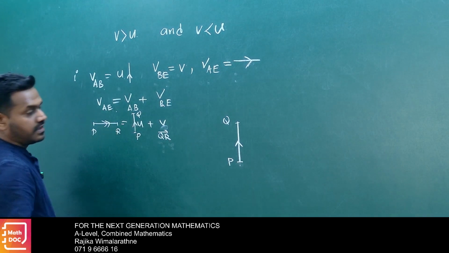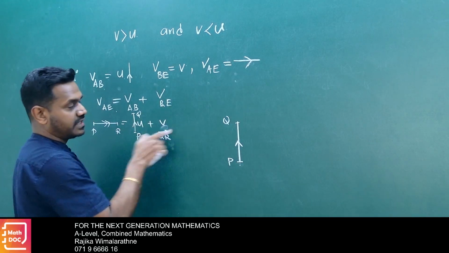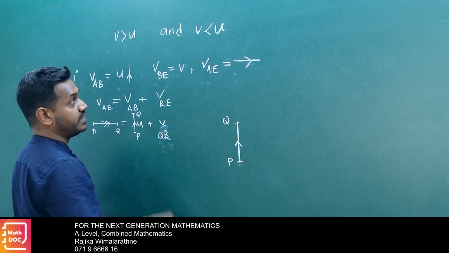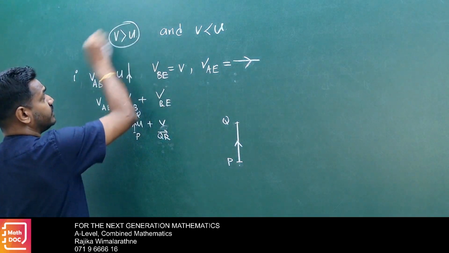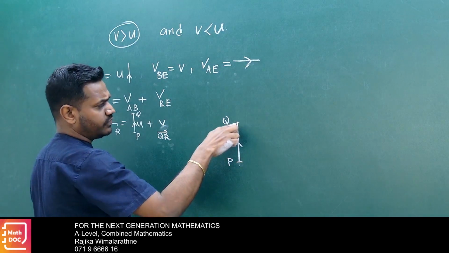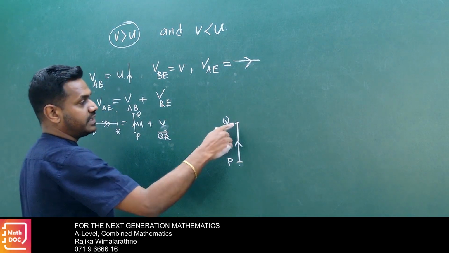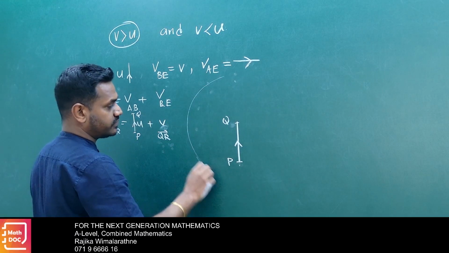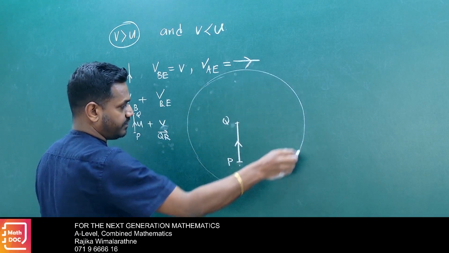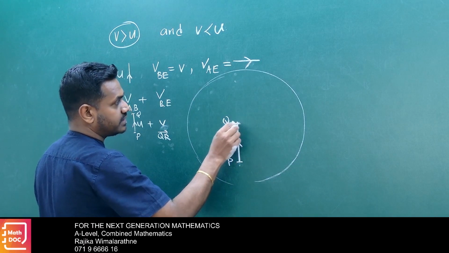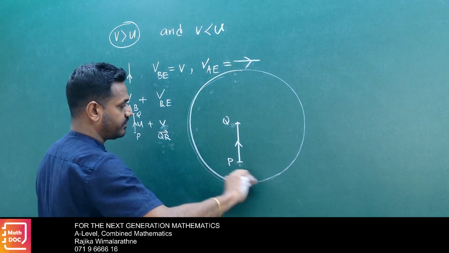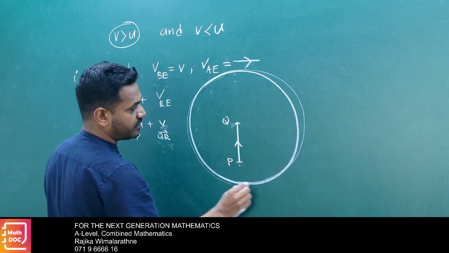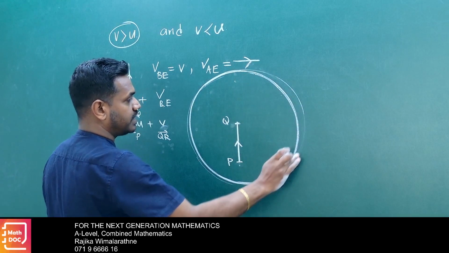Now for QR, we know only the magnitude. Then Q is here, and the QR magnitude is V. Let's take the V greater than U case. Then Q is here, with magnitude V. Then the point at distance V that you consider is on the circumference of a circle. Take Q as the center and sketch a circle of radius V. Then these are the possible R points.